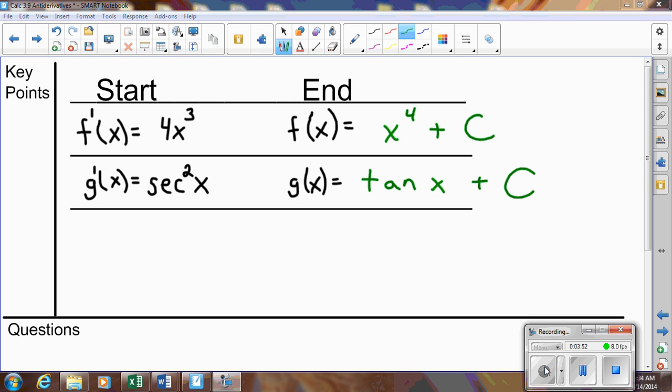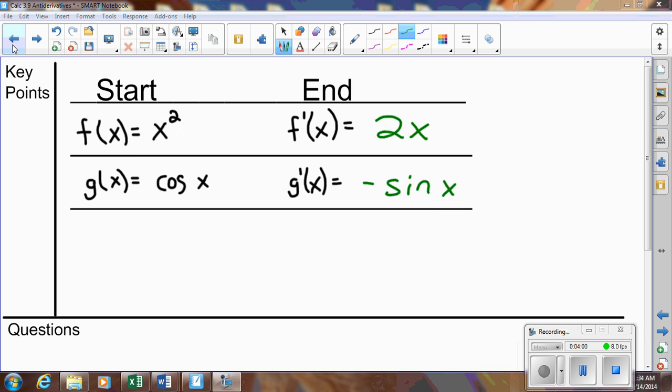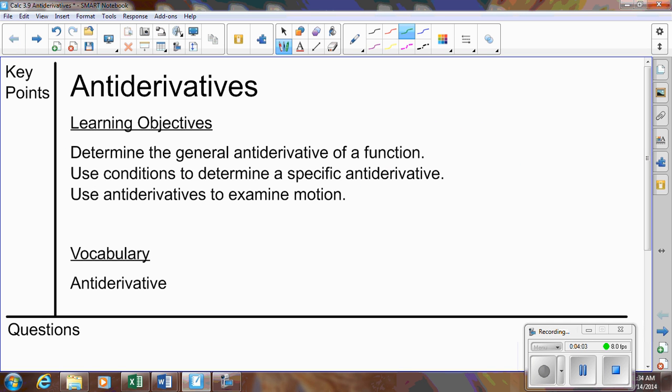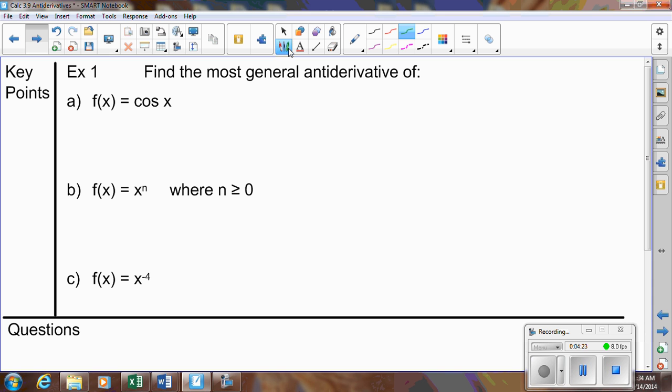So the question was asked, can you just pick some random number, like plus 3, plus 7? The short answer is no. Going back to our learning objectives, it said determine the general antiderivative. Your general antiderivative is the plus c for some constant. Depending on other characteristics, though, it might be possible to figure out what that constant actually is. And that will be the specific antiderivative. We'll come to figuring out some of the specific antiderivatives, but first, let's do this one.